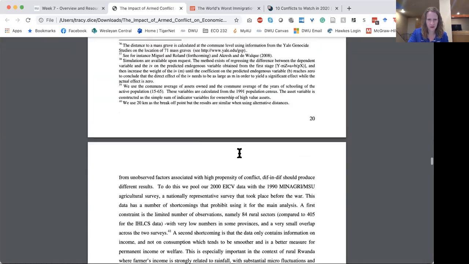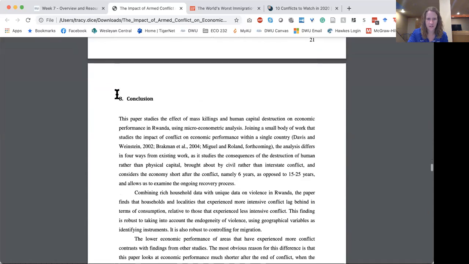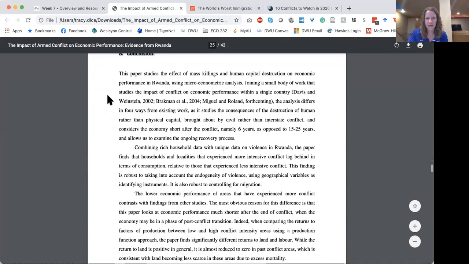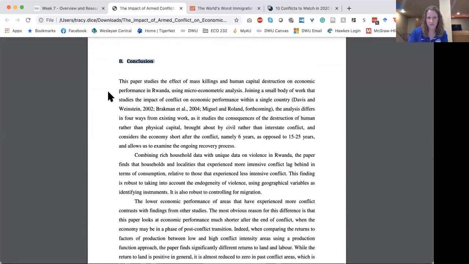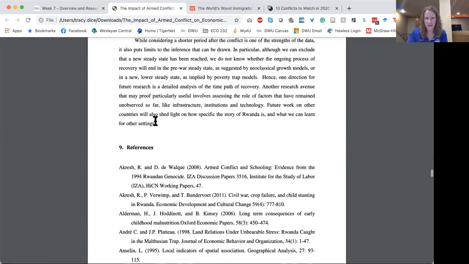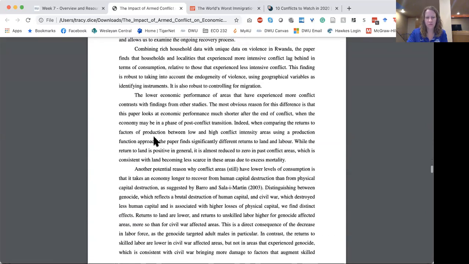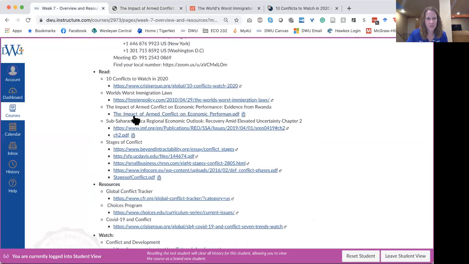There's controlling for migration. Here it is, starting on page 22. What were the outcomes of armed conflict? So what was the impact of it? So go ahead and just read that page and a half after you read the abstract. Or if you don't want to read the abstract, read the intro and then the conclusion. Those are the two parts that I want you to get out of this one.